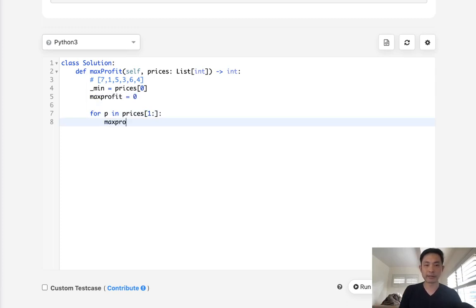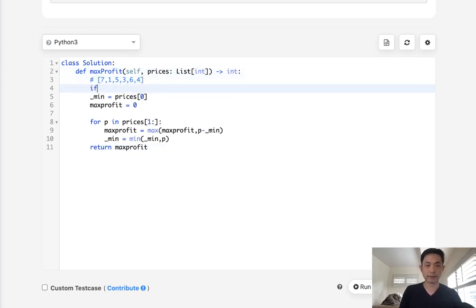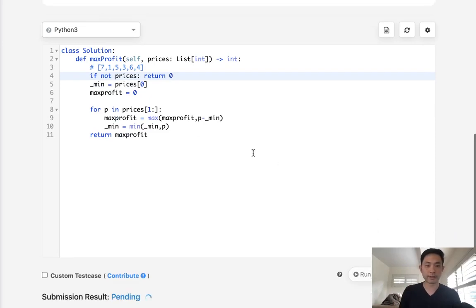and we calculate our max profit. Our max profit would be the max between max profit or the price currently minus the minimum price that we could have bought at. Then make sure to calculate our minimum price, get the min between min and p. Then we can just return that max profit. And one edge case here, if it's an empty list, if not prices, we can return 0. So this totally works, totally fine answer.